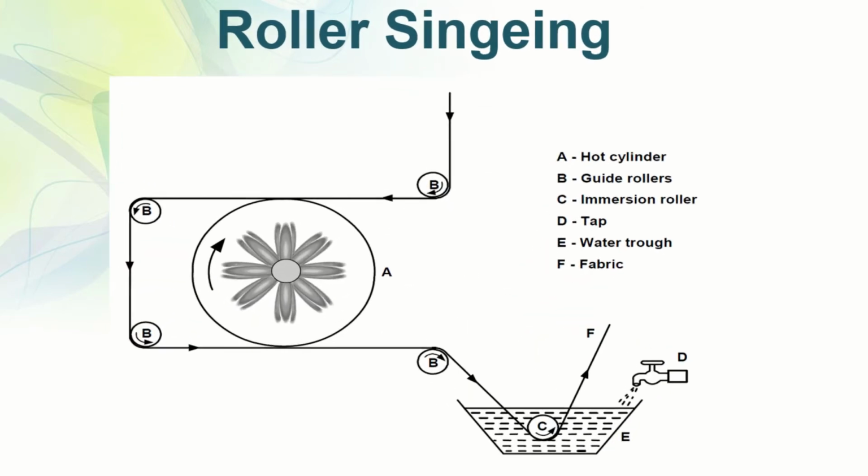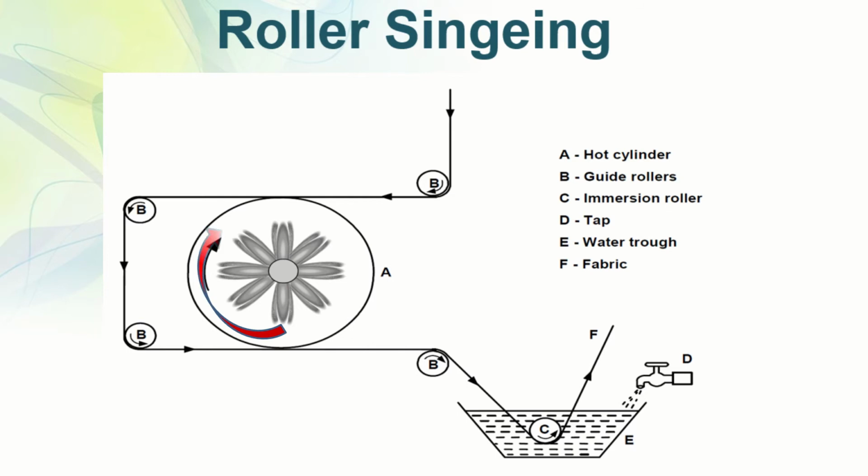Roller singeing. Roller singeing produces the same effect as the hot plate singeing method. Here, a large cylinder roller is used, which is continuously rotating and being heated to make the surface very hot. The fabric is moved with the help of different guide rollers. In this case, uneven singeing takes place, which is comparatively less than that of the hot plate singeing method.